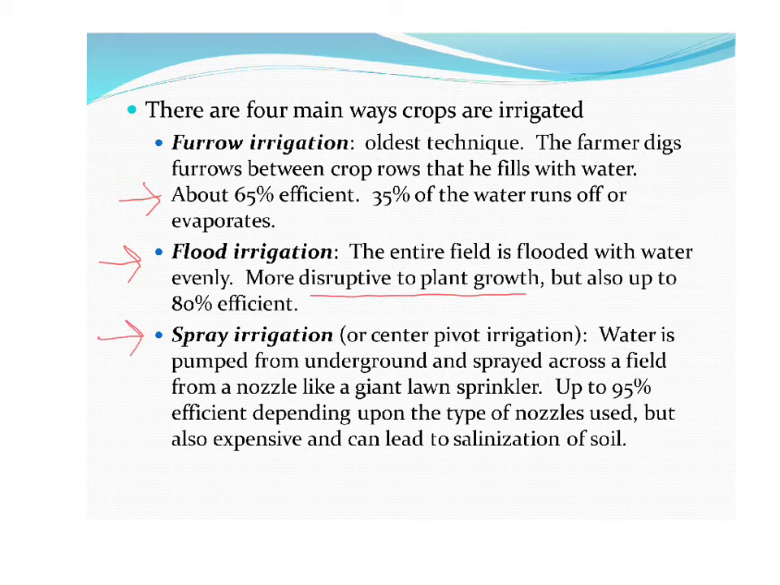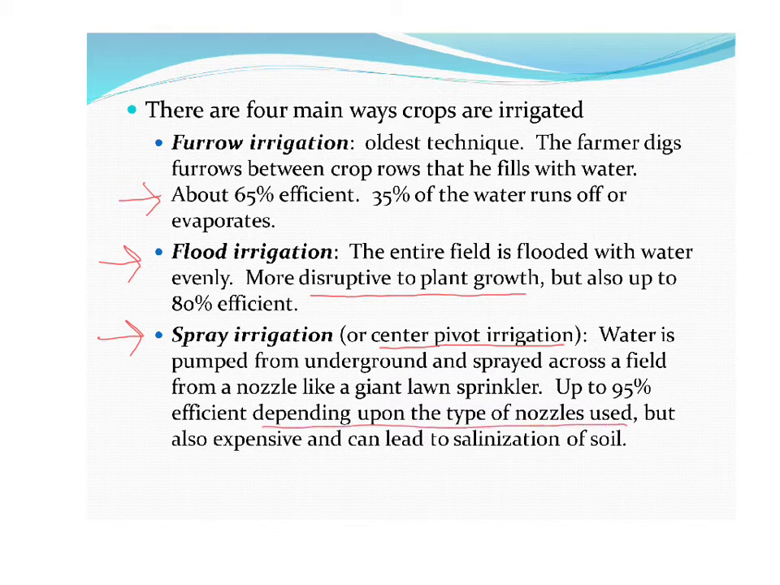Spray irrigation, which is also called center pivot irrigation. This is the one that most of the world's industrial agricultural systems use. Water is pumped from underground. So you have an underground aquifer, and there is a pipe that goes into this aquifer, and the water is sprayed across a field from a nozzle that looks like a giant lawn sprinkler. Spray irrigation can be very efficient, up to 95% efficient, depending on the types of nozzles used.